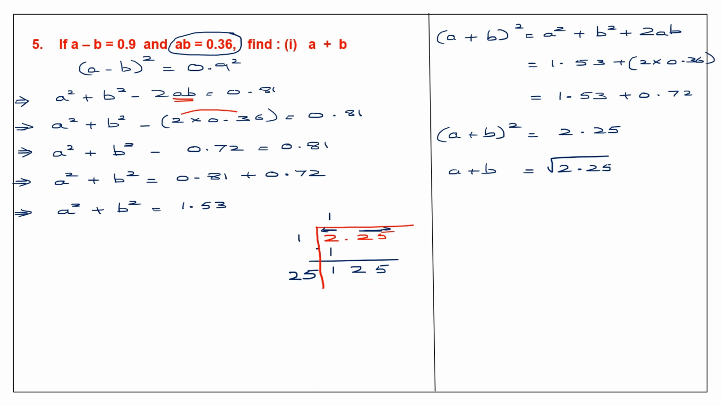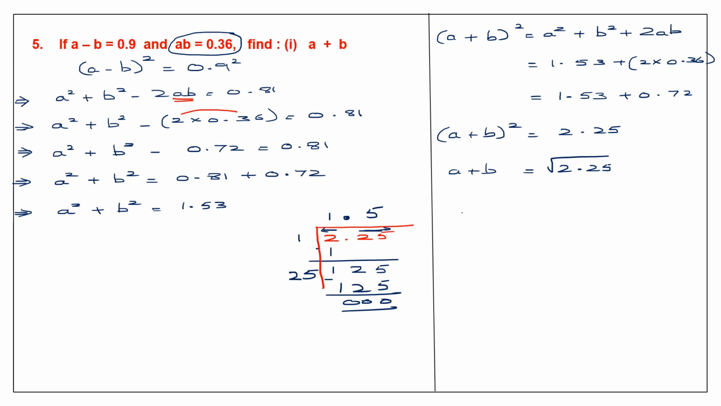Now here above this, we need to put a decimal point. We carry this point up. So this point comes up and now we're going to multiply by 5. That is 25 into 5 is 125. So now we've got our square root here. The quotient 1.5 is the square root.